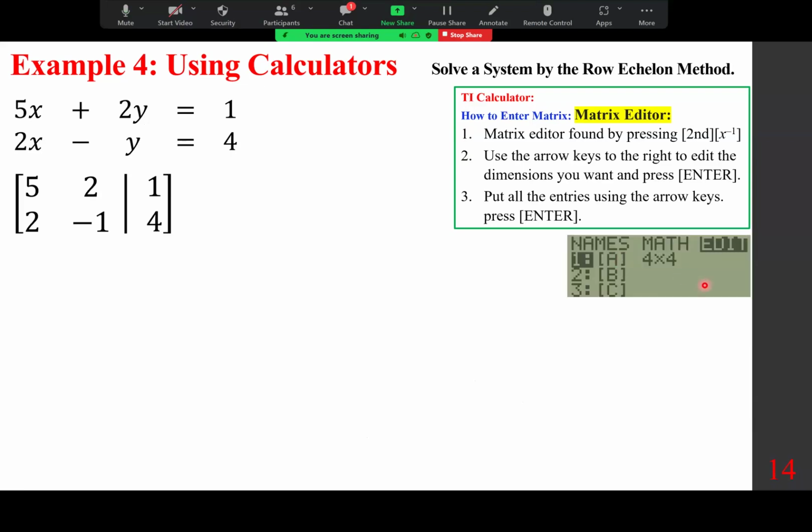So you choose whatever you want a matrix to be. In this case, you change it to 2 by 3. Class, you change it to 2 by 3. It's important to put it in a format that works, 2 by 3. And you put those numbers 5, 2, 1, 2, negative 1, 4. You put those numbers.